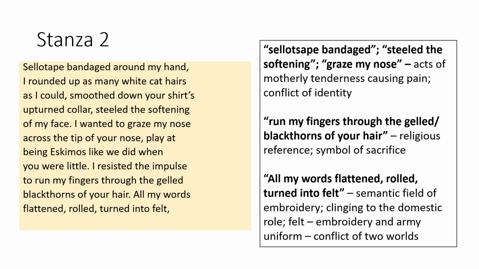Felt is an interesting one here because yes, it's associated with embroidery, but it's also associated with the army uniform, particularly in the form of the beret. And so we get the conflict of two worlds here. We get the world of the mother intertwined and conflicting with the world of the army and the world of conflict. And that really is the crux of this poem.